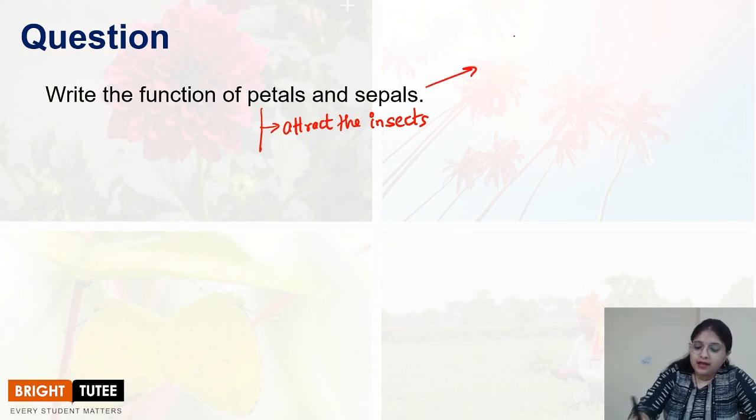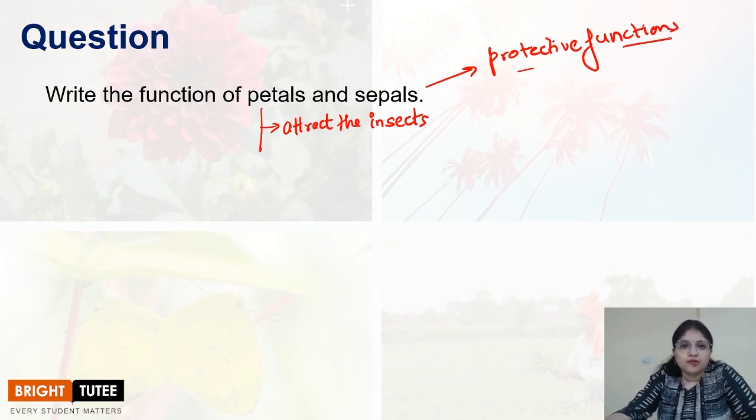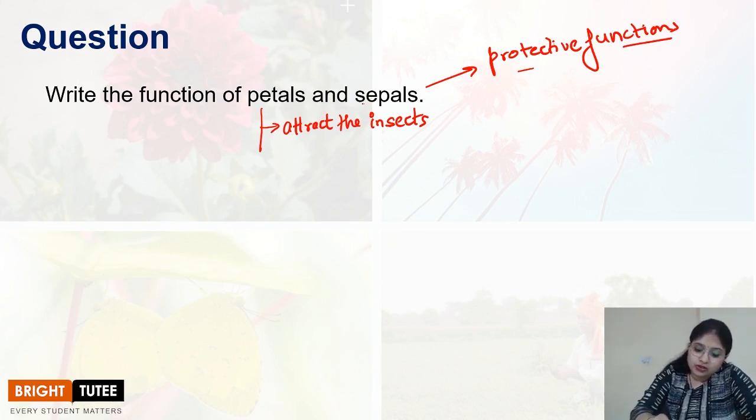So sepal has the protective function. That means when the flower is in the bud stage, right? The sepal protects the delicate petals, right? And then later on when the bud blooms, the sepal is found underneath these petals, right? So the sepals have a protective function, right?